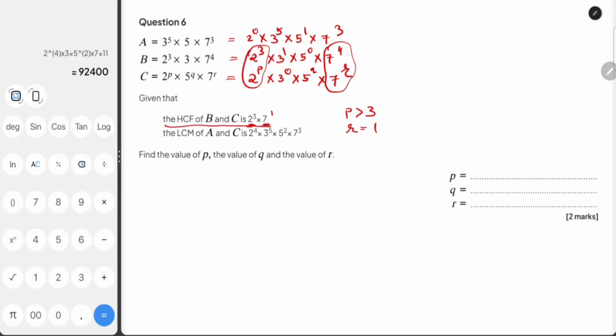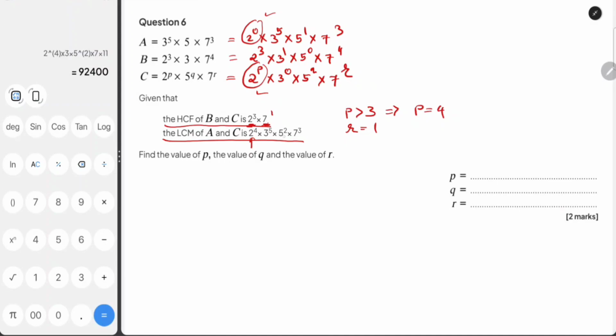Now let's consider the other two numbers, A and C. The LCM of A and C is given. In LCM we take the highest power. So for A and C, you see 2 raised to 0 and 2 raised to P, and they have taken the highest power as 2 raised to 4. This is 2 raised to 0, so obviously this must be 2 raised to 4, then only the highest power will be 2 raised to 4. So here I have written P is greater than 3, so it must be P is equal to 4 only.